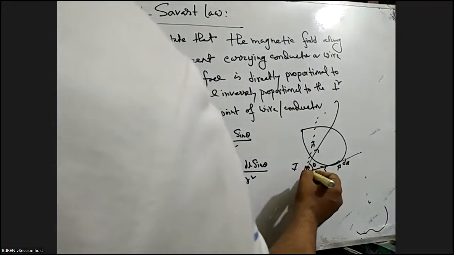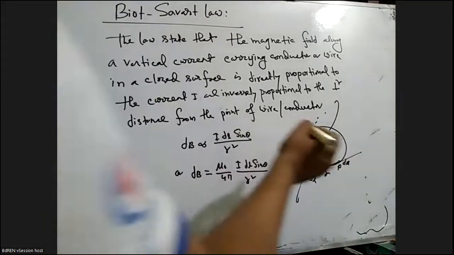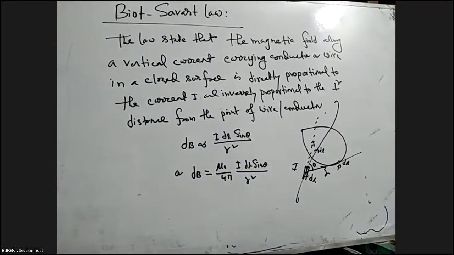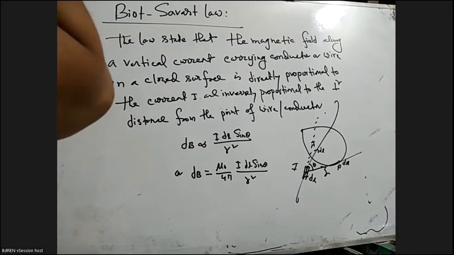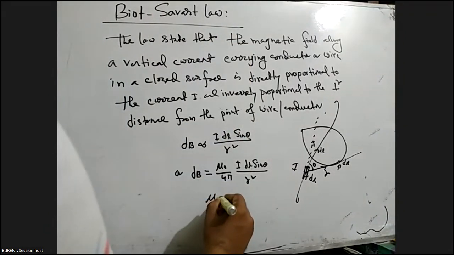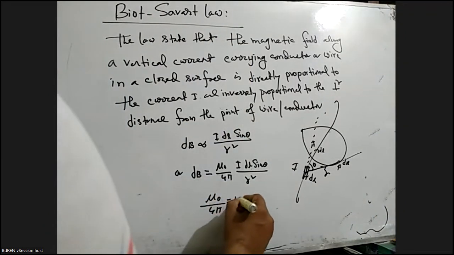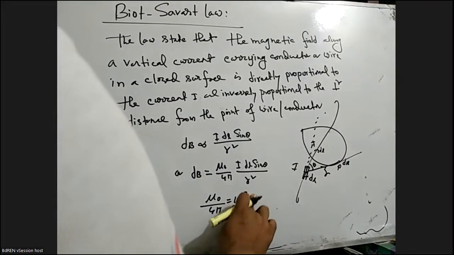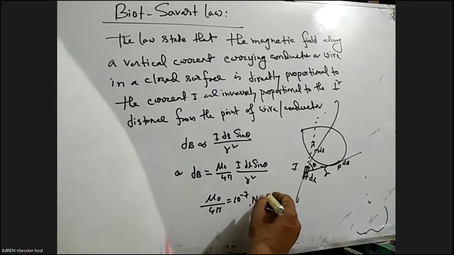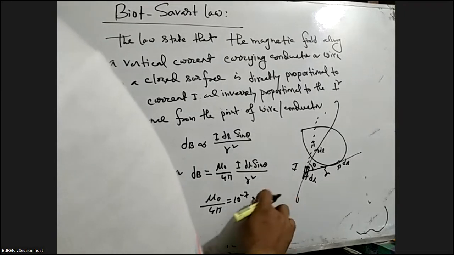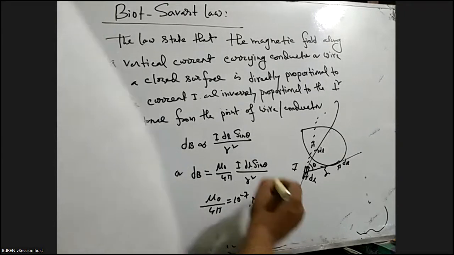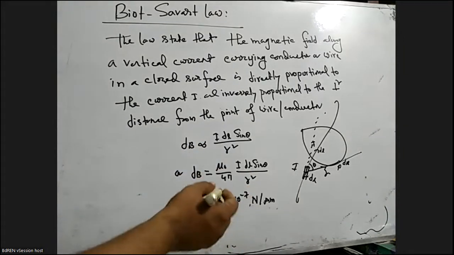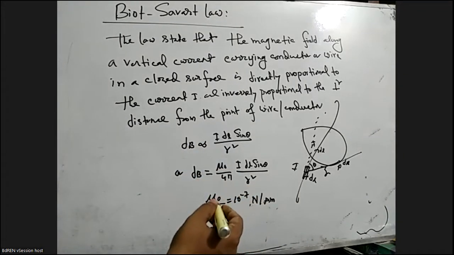So this is the dl length. And the quantity mu naught by 4 pi equals 10 to the power minus 7 newton per ampere squared. We have to remember this.